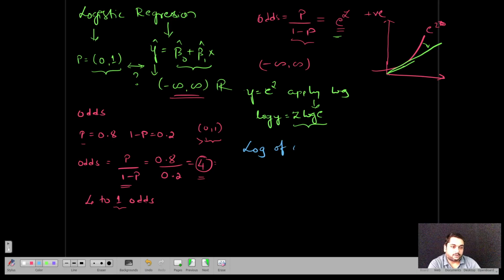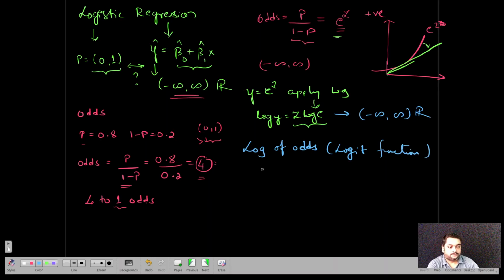Log of odds, so that you can take the entire real domain. So this is also called the logit function. If I take this log, what will I write? Log of p divided by 1 minus p, equal to z, applying the base e. So this is nothing but a straight line equation.